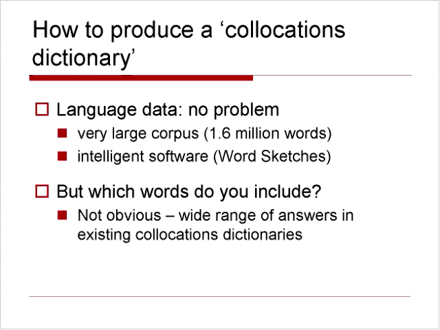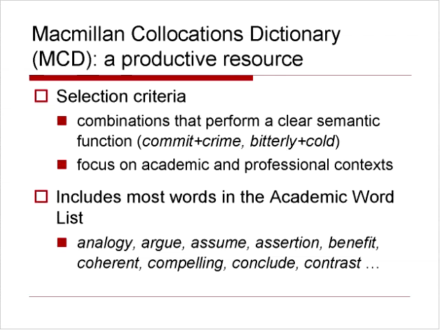But which words do we include? Well, what we're looking for is combinations that perform a kind of clear semantic function. Things like, if I'm talking about crime, how do I say to do a crime, to make a crime? Well, we don't say either of those. We usually say commit, perpetrate. That's a collocation.